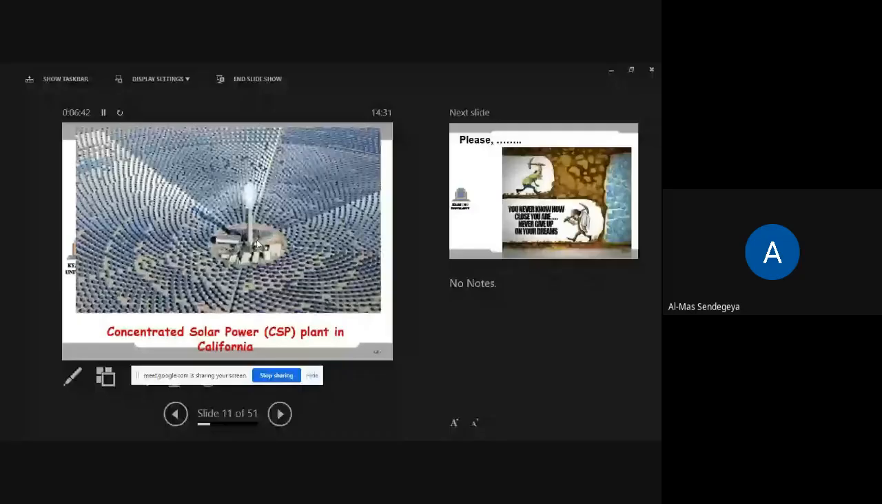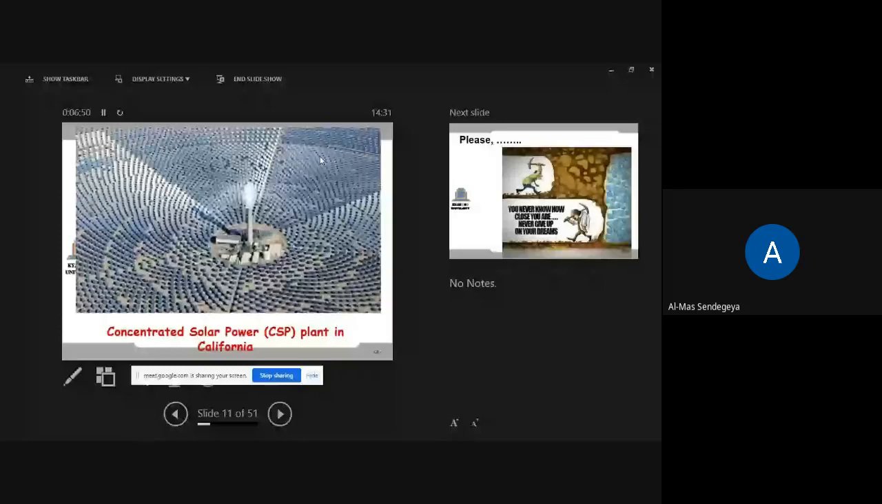There are a lot of technologies. This is one of the very interesting technologies implemented in California, the concentrated solar power. You see all of this side is covered with mirrors, radiating solar radiation to a single tower, where water is boiled and they run a thermal power plant. The mirrors cover close to 2 square kilometers. The sun in California, what about in Uganda?